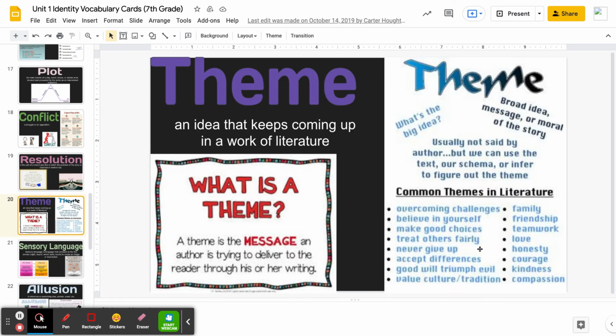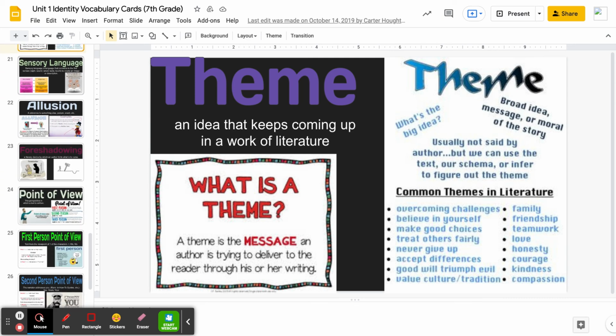Theme. Theme is an idea that keeps coming up in a work of literature. It's the message, moral, or lesson. There are a lot of different themes here that you can see. Never giving up, love as a theme, overcoming challenges. It's not usually said by the author, but it comes up many times throughout the story.